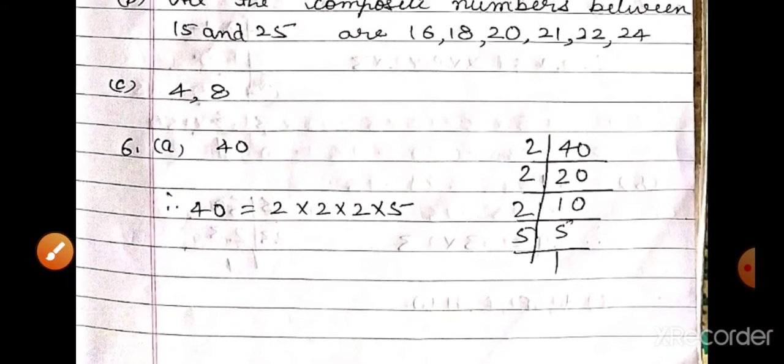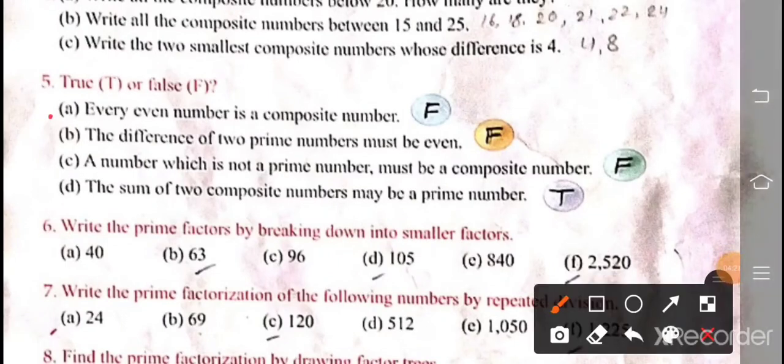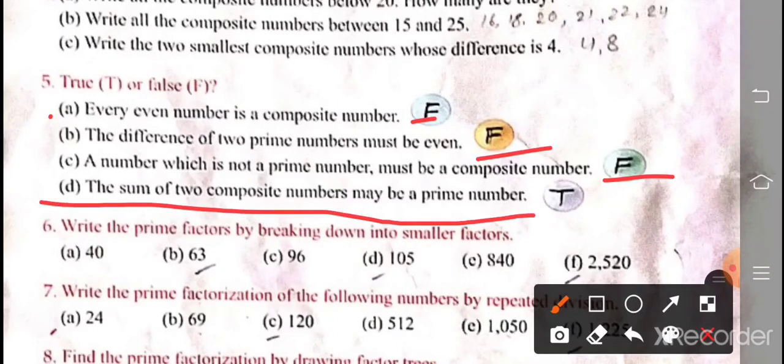Okay, now question number 5. Question number 5 is true and false. A part: every even number is a composite number. No, this is false. The difference of two prime numbers must be even. This is also false. A number which is not a prime number must be a composite number. No, this is also false. The sum of two composite numbers may be a prime number. This is true.